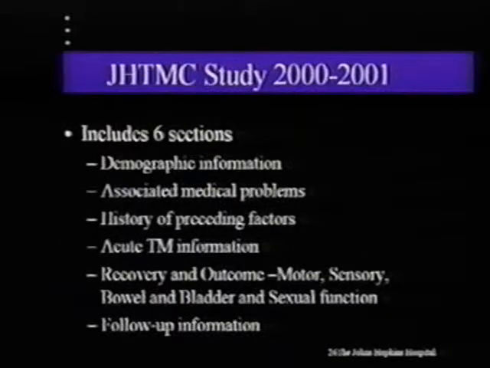So we have looked at some features, and we're using this to try to decipher what's going on. And so let me just take you through that briefly. There are 6 sections to the study. We look at demographic information, associated medical problems, history of preceding factors, what happened in the acute phase of the transverse myelitis, and then we have a series of recovery and outcome data, which we've divided into motor, sensory, bowel and bladder, and sexual function, and then follow-up information.